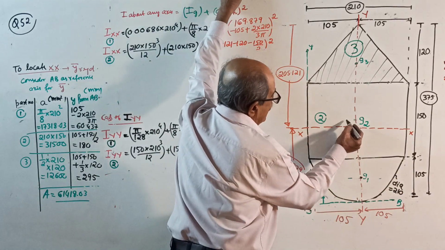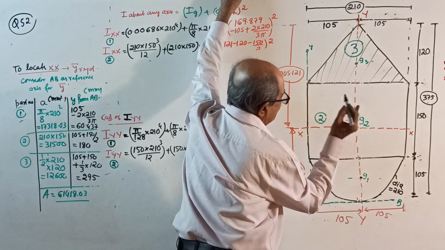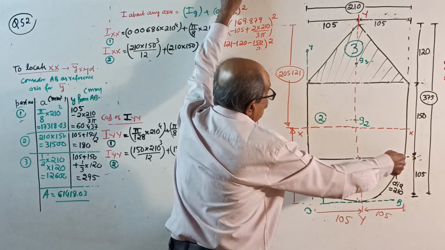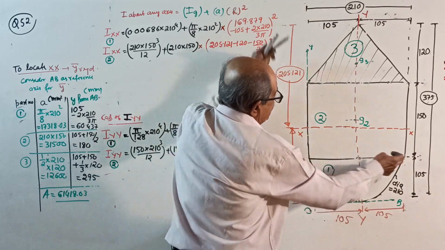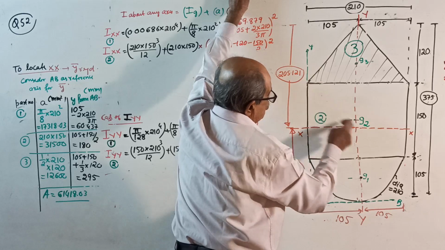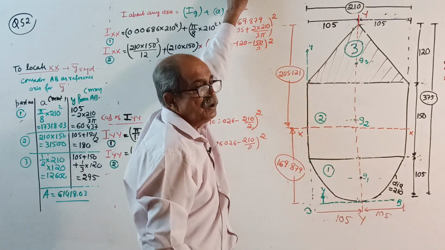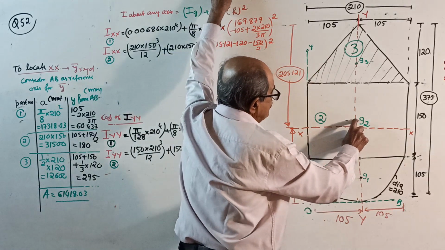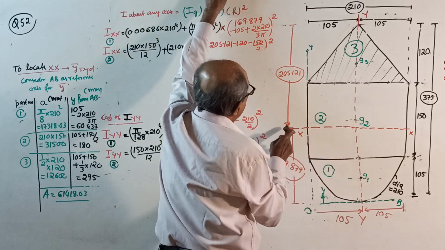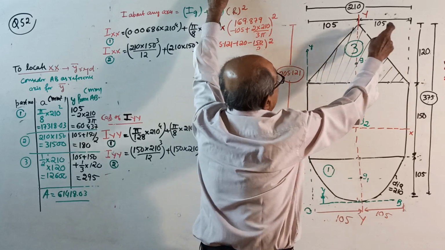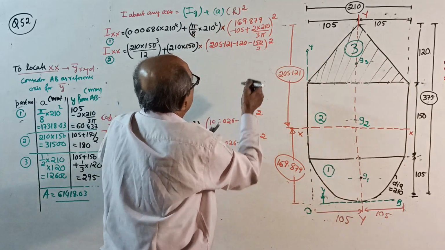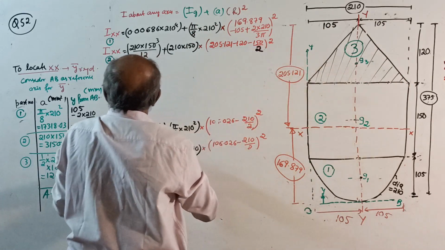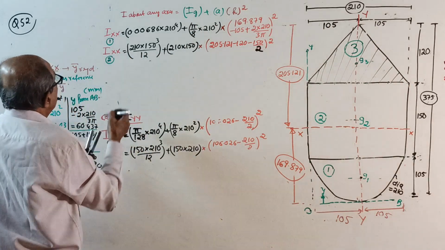For 2, I about its own centroidal axis. 210, this is 105. 210 into 150 cube by 12 plus area into this distance square is 205.121 minus 120 minus half of 150. All same as last time. Okay, now, I about x for 3.